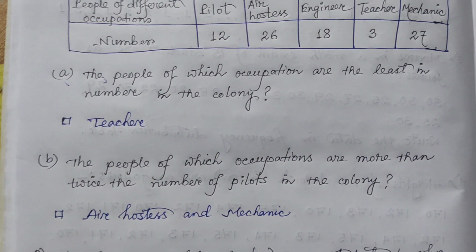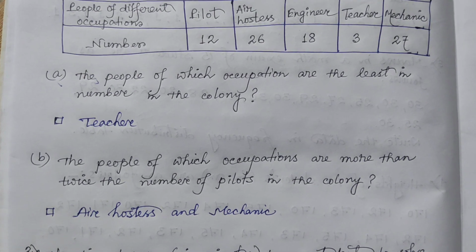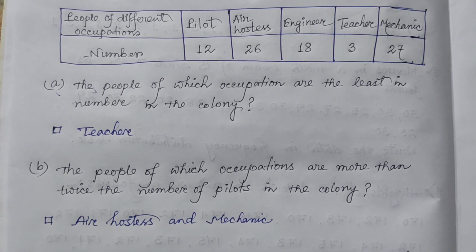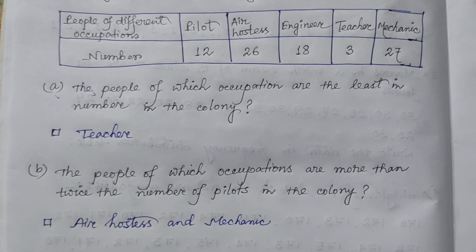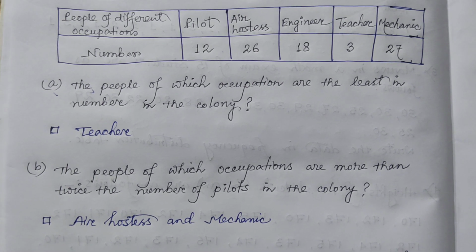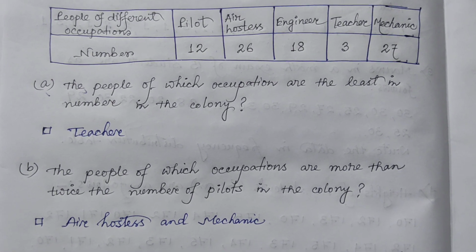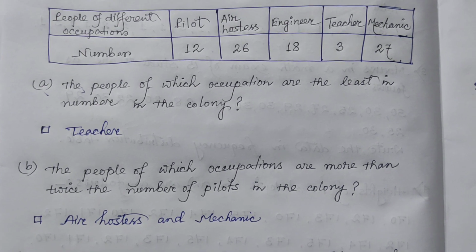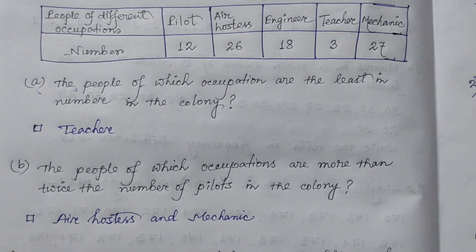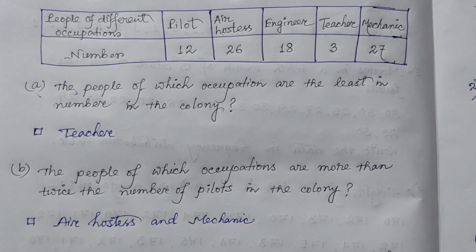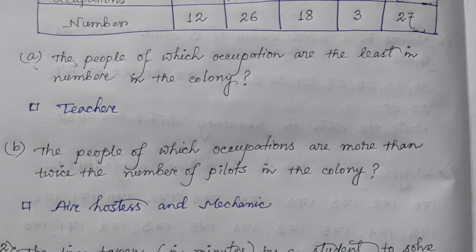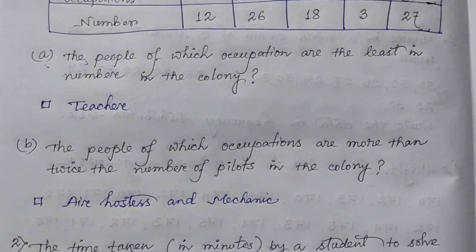Second question, the people of which occupations are more than twice the number of pilots in the colony? Now how many pilots are there? You can see there are 12 pilots. So twice the number, that is 12 into 2, 24. So more than 24 people in which occupations? One is air hostess, there is 26. Another one is mechanic, there is 27. So the answer will be air hostess and mechanic.